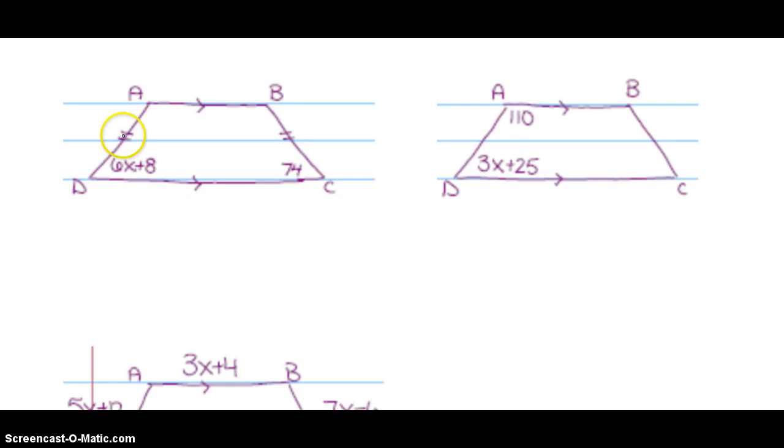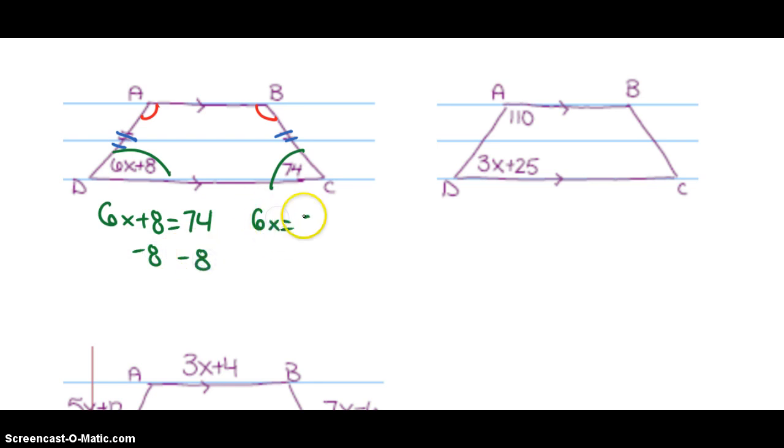This is, again, an isosceles trapezoid. So these two sides are congruent, which also means that you're going to have some congruent angles. A and B are going to be congruent to each other, but it also means that angle D and angle C are going to be congruent as well. Well, what happens when two things are congruent? We're going to set them equal to each other. So this is going to be 6x plus 8 equals 74. Subtract 8 from 74, gives you 6x equals 66, and then we divide by 6, x is going to equal 11 right there.